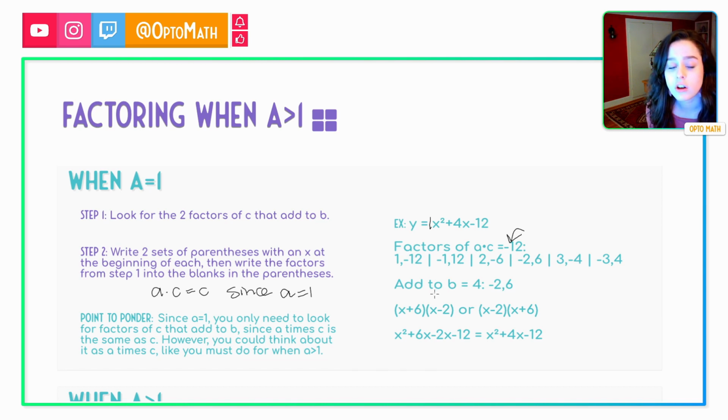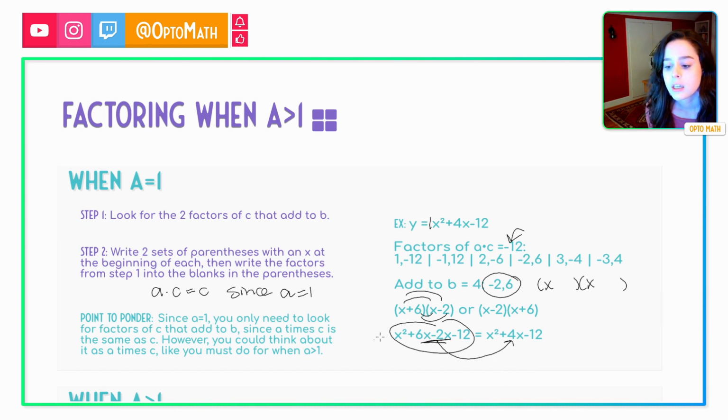The two we found that also add to b are negative 2 and 6, and our b value was 4 because it's the coefficient of our x term. So we factor it by putting both of these in with our x in our parentheses, so we would have set it up like this before we put those in there, and the order can be swapped because of the commutative property of multiplication. And then we can check our answer by distributing. So if we distribute, we'll get this, and then if we combine these two like terms, we'll get this.